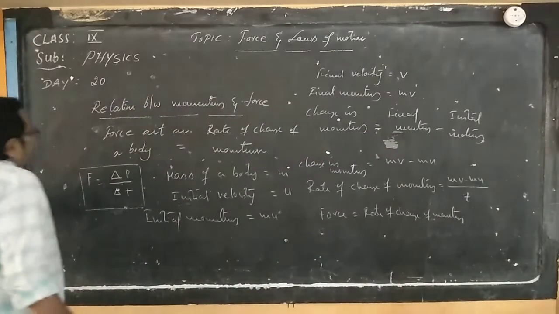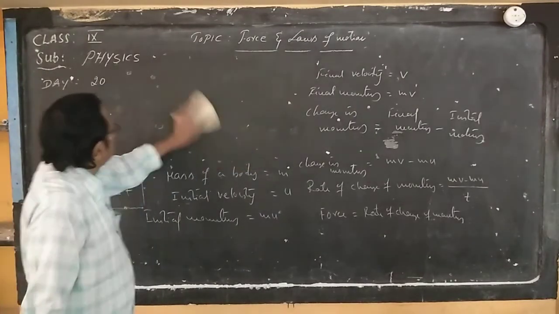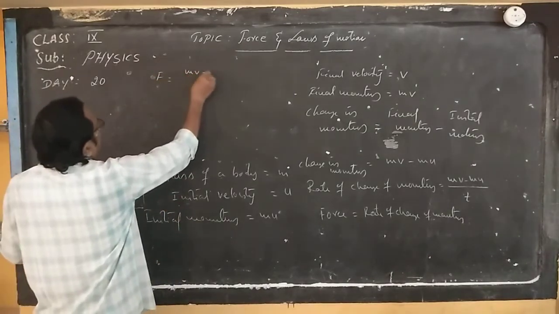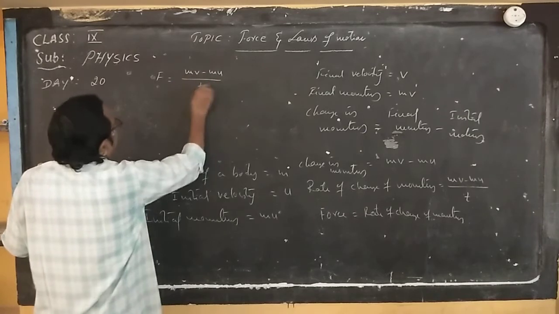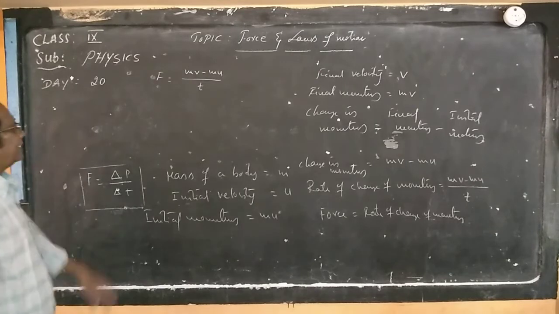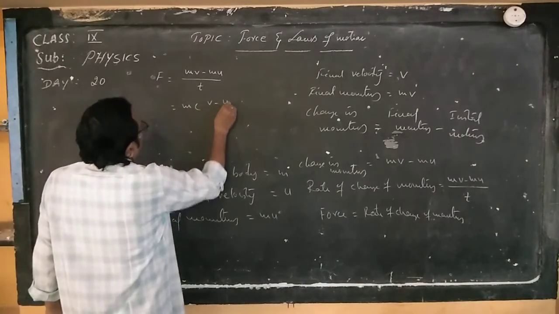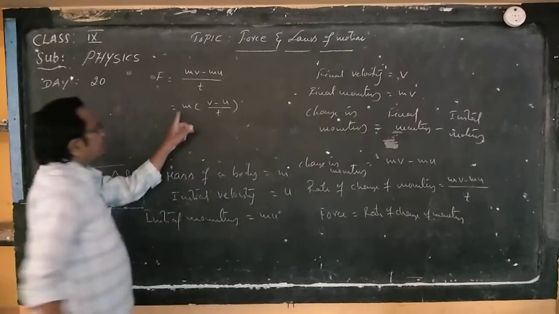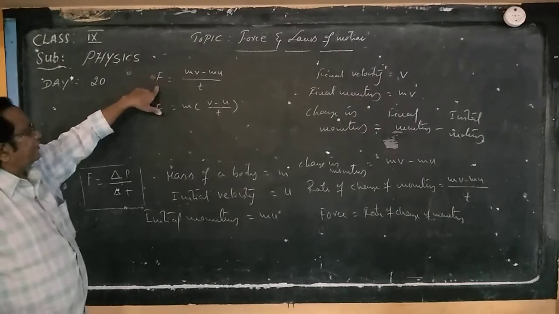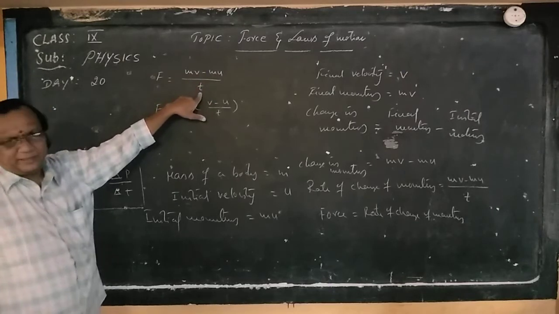Now force is equal to the rate of change of momentum. That is, F is equal to mv minus mu by t. So m is the common factor here, no? Now take m common: m into v minus u by t. So writing like this is also an application. The actual application will be this one: F is equal to mv minus mu by t.